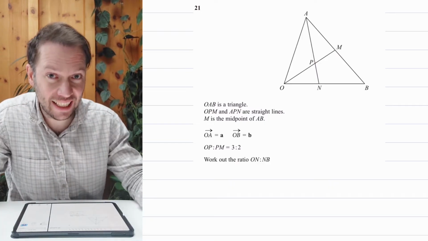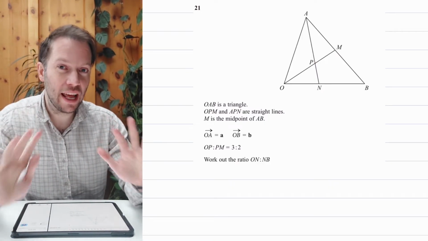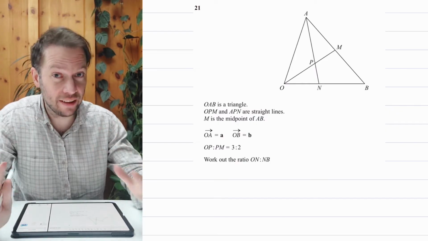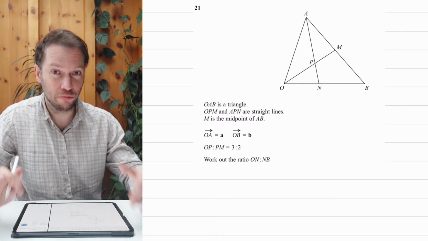Now this one's particularly difficult. It's so difficult that less than 10 people in the whole of the UK taking this exam actually got it right. That is really very difficult.